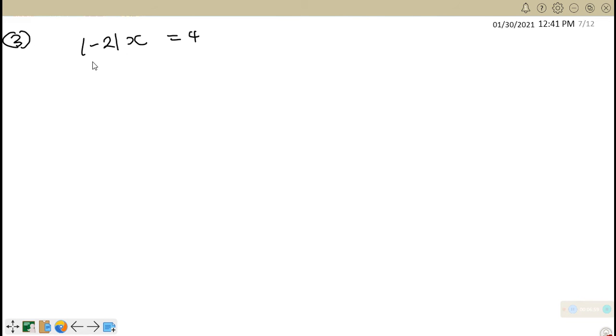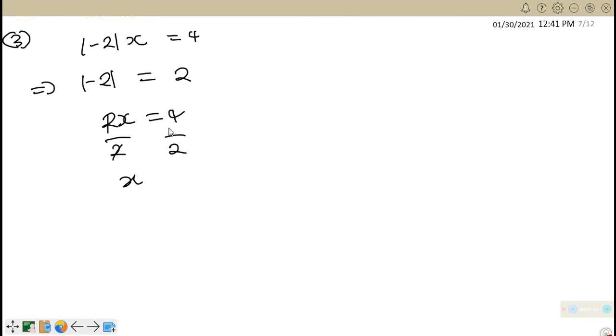Now you can see x is the variable here, and it is not inside the absolute value symbol. The absolute value of minus 2 is 2. So here, guys, we have 2x equals 4. Dividing both sides by 2 will give us x equals 2. And that is the solution, guys. Example 4.